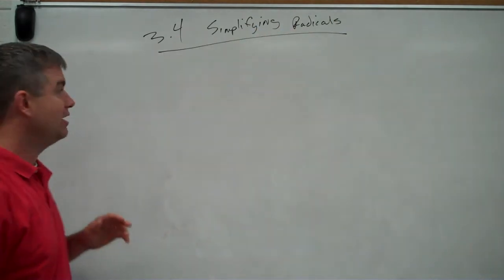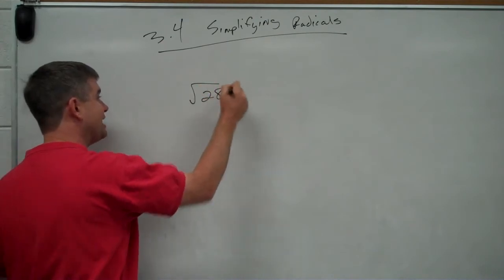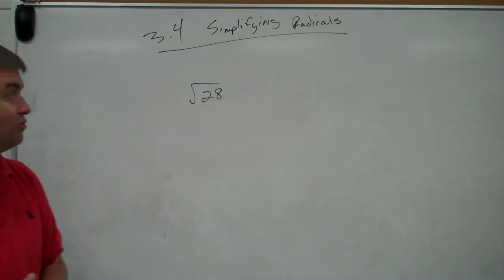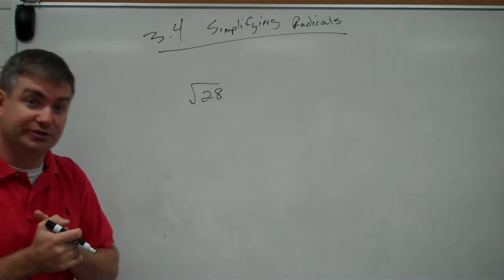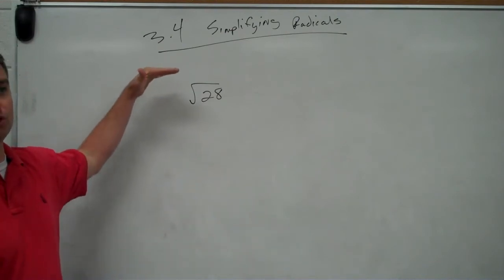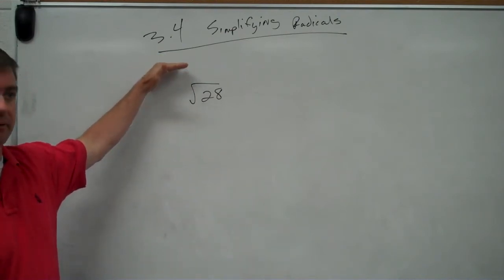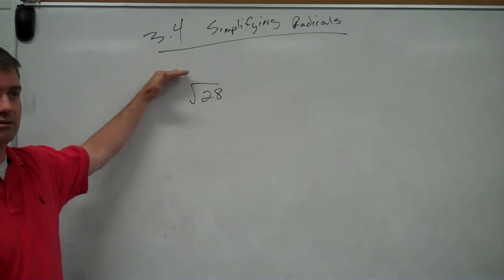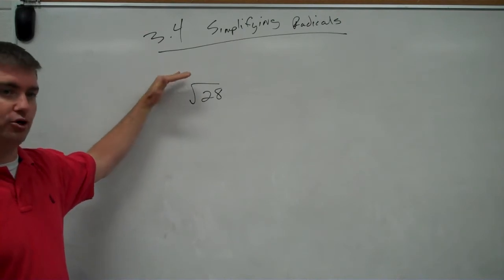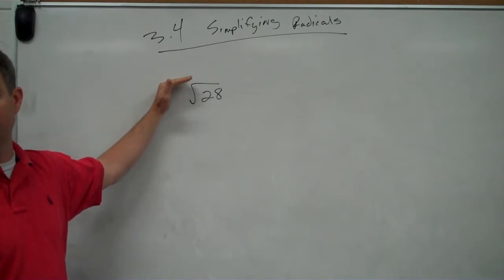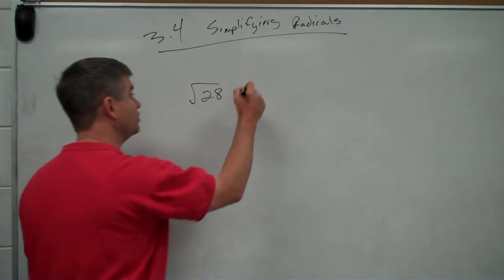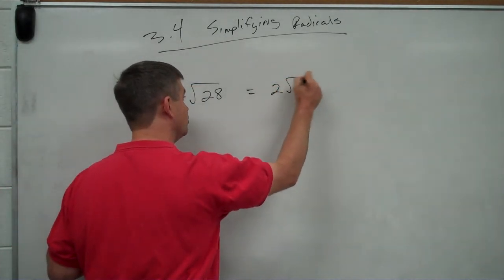Now, if you have the square root of 28, I hope everybody in here can simplify that by hand. If you can't simplify it by hand, then what will simplify it for you? A calculator. So the first thing I want you to do is pick up your calculator and be able to type square root of 28 in it. Because if it is a numerical problem, meaning no variables in it, you should be able to type it in your calculator and get the correct answer. What does your calculator say? 2 root 7. All right.